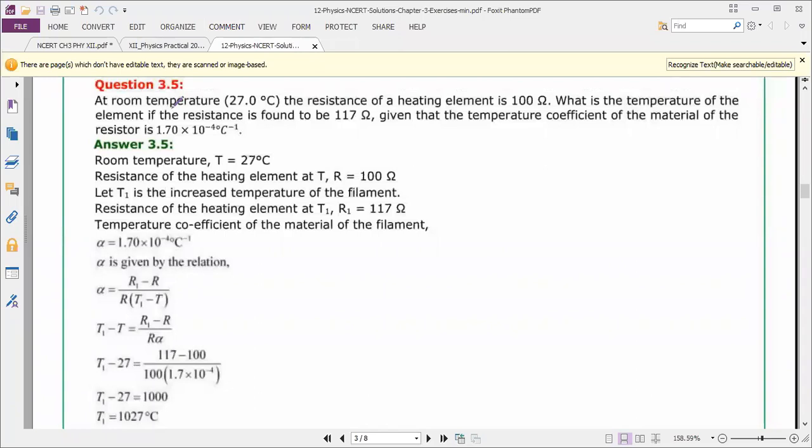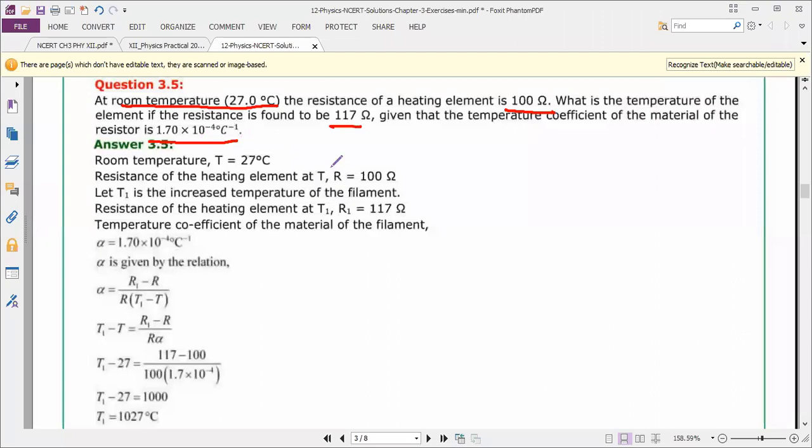The room temperature is 27 degrees Celsius. The resistance of the heating element is 100 ohm. What is the temperature of the element if the resistance is found to be 117 ohm? So the resistance value is increasing after heating. Given that the temperature coefficient of the material of the resistor is 1.70 into 10 power minus 4 degrees Celsius inverse.